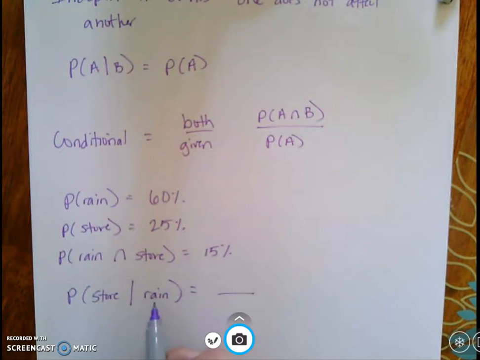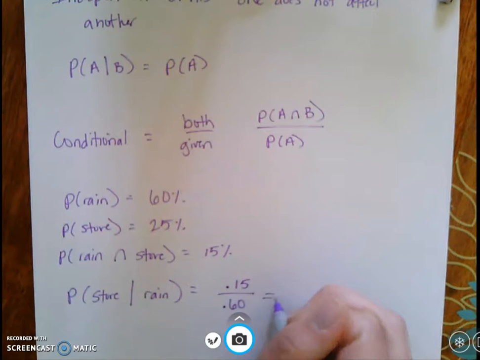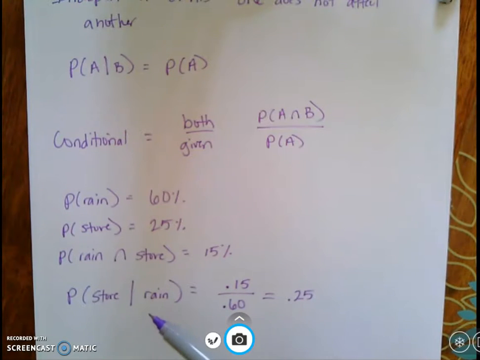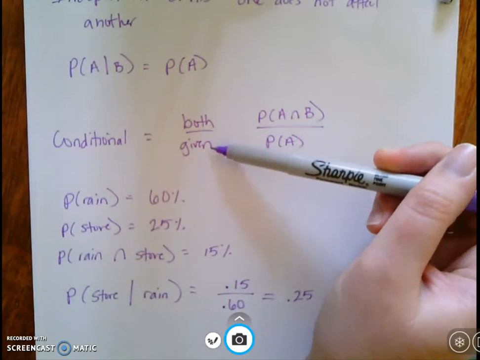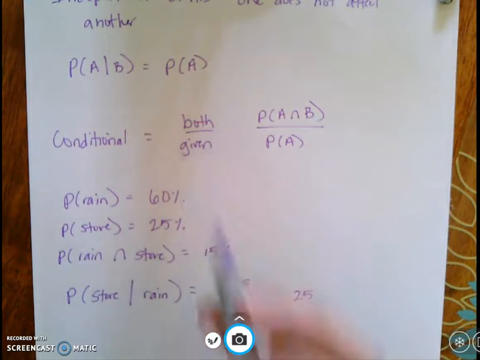So given it rains, rain up here is 60%, so 0.60. The probability I go to the store and it rains. Well, store and rains is 0.15. When I divide those, I get a 25% chance. So what that basically is saying is, given it rains today, what's the chance I'm still going to have to go to the store? There's a 25% chance. So anytime you're doing conditional probability, just remember it is both over given. The probability of both events happening over whatever they said already happened.